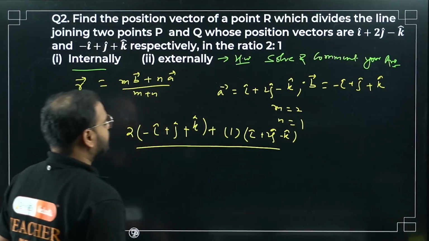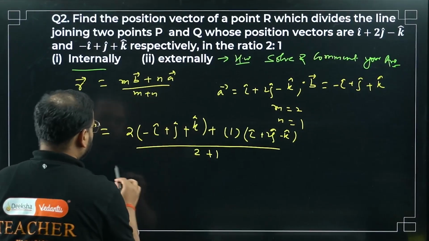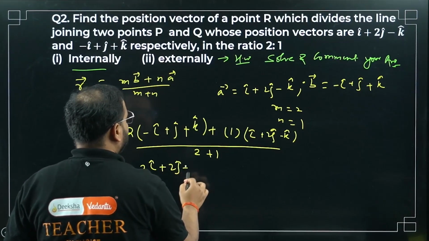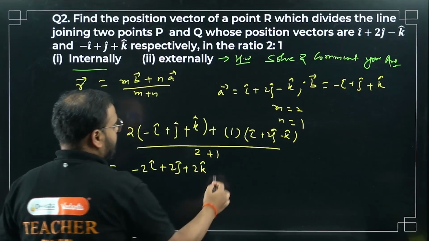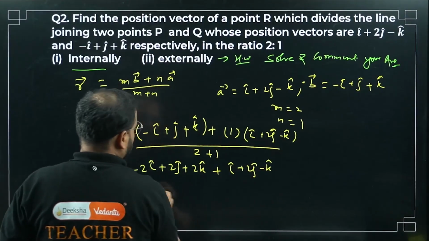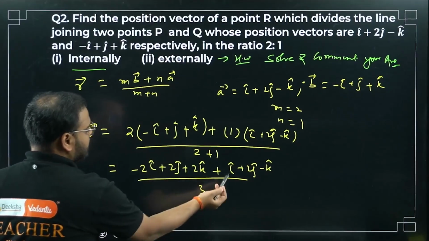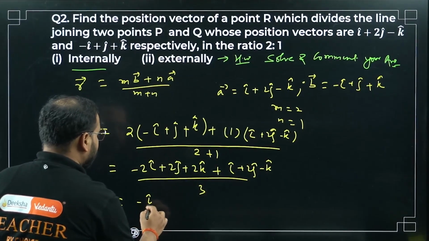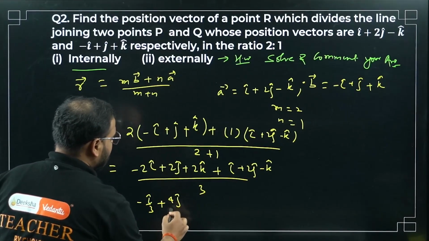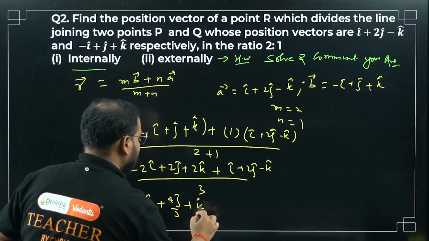Please cross check the solution because I might make a mistake in the sign. I'm not trying to, but if I make one, let me know in the comment section. So minus 2i cap plus 2j cap plus 2k cap, bacha, plus simply i plus 2j minus k upon 3, right? So what is this going to be? Please check. Minus 2i plus i, so simply minus i. So minus i by 3. 2j plus 2j, so plus 4j by 3. 2k minus k, so simply plus k by 3.